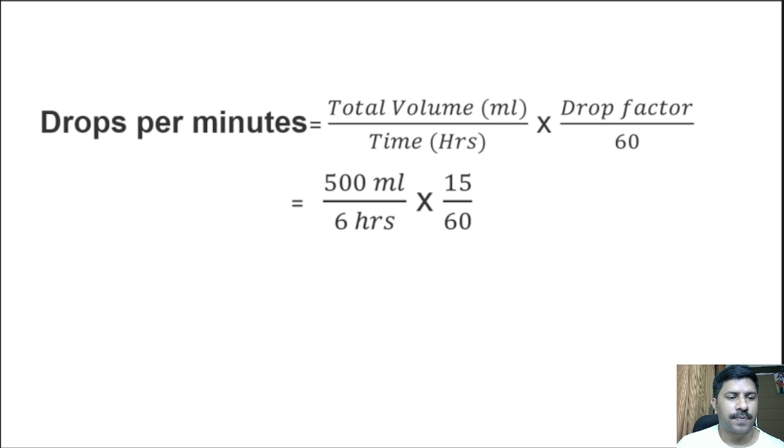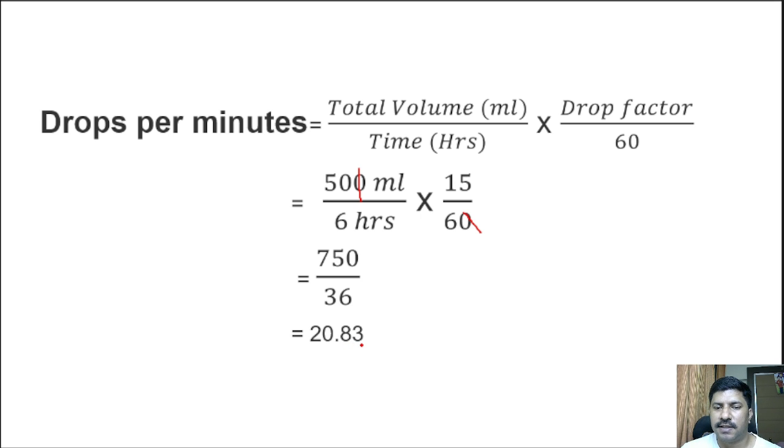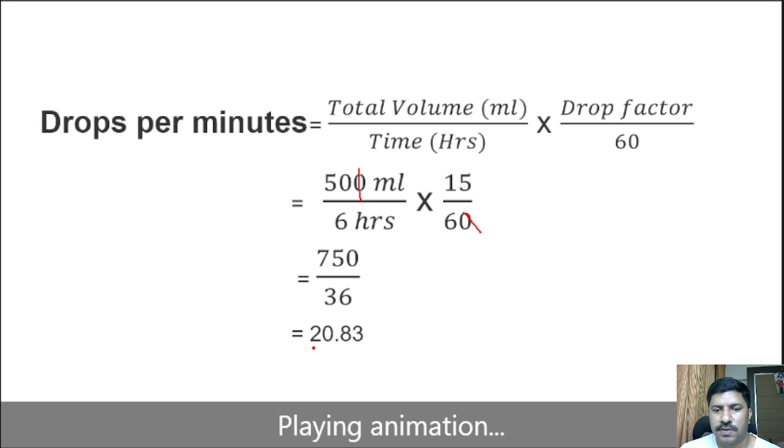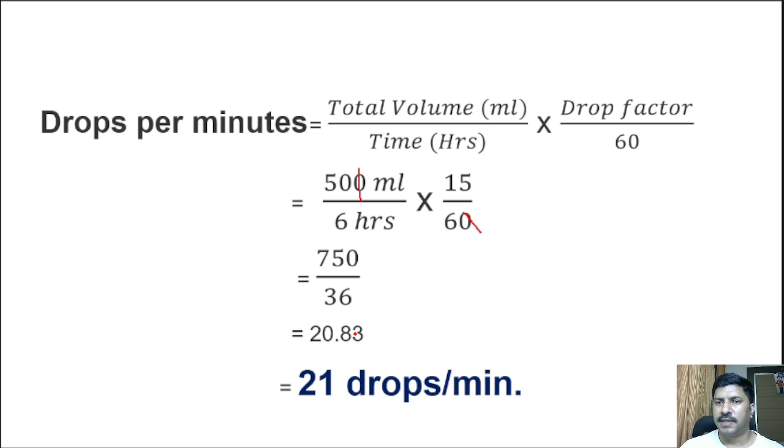In this question, we can cancel 0 from 60 and that cancels with 0 from 500. Then we get 50 into 15 divided by 36. 50 into 15 is 750. Then divided by 36, that is equal to 20.83, which is approximately 21 drops. By rounding off, it will come 21. So 21 drops per minute is the answer.